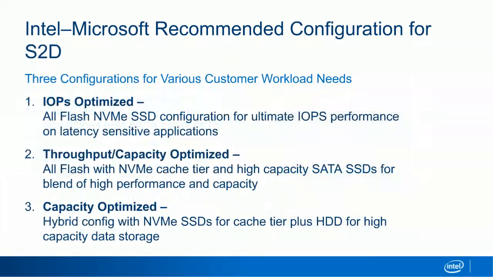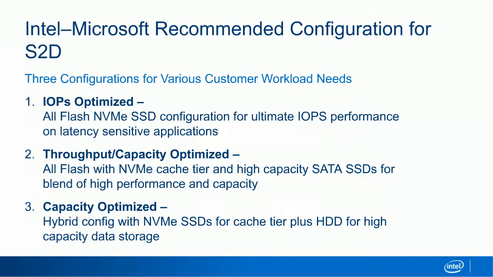So what we ended up doing was we, along with Microsoft, came up with 3 different recommended configurations to support Storage Spaces Direct, right? One was IOPS optimized, the other one was throughput and capacity optimized, and the third one was capacity optimized, right? With IOPS optimized for workloads that are specific for high intensity IOPS aspect where you need data at an instant.